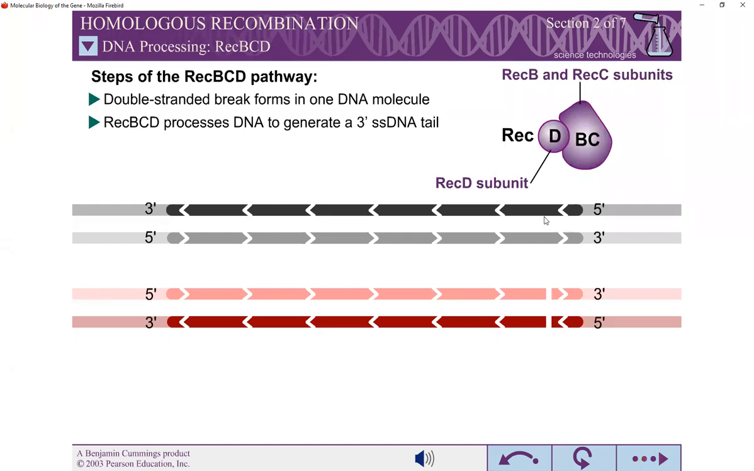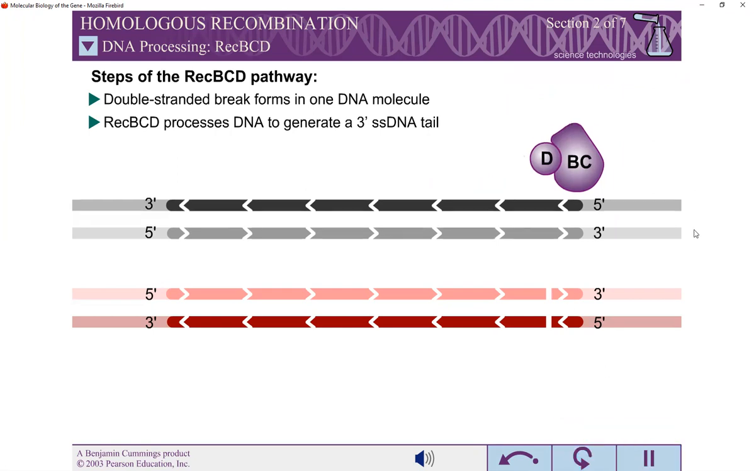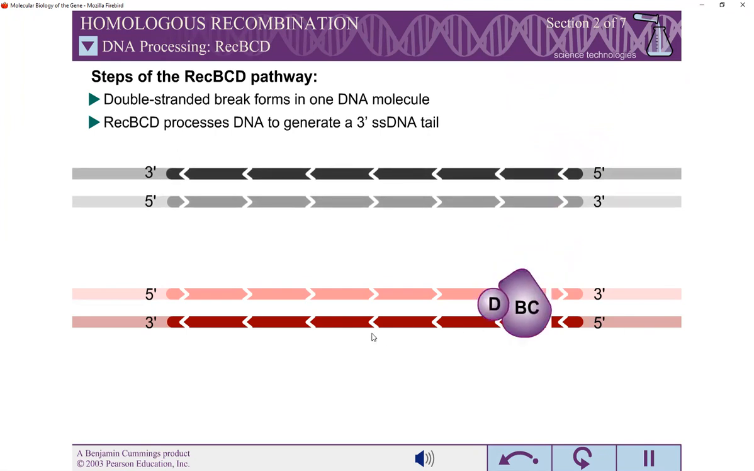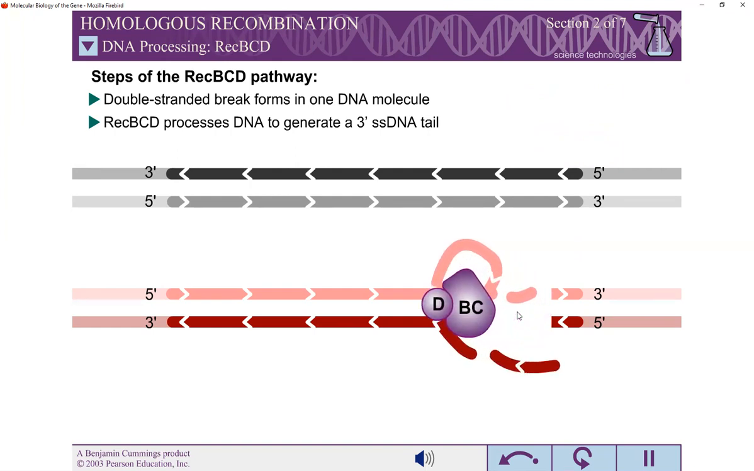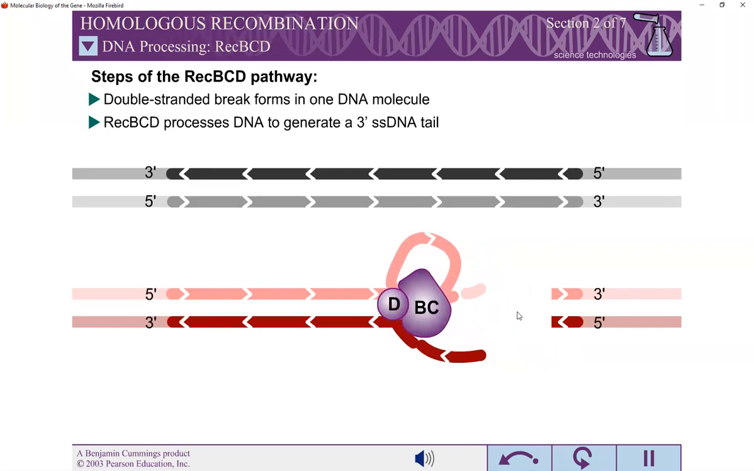The RecBCD complex is going to move over the double-stranded DNA molecule. How is it going to move? It will migrate over the double-stranded DNA molecule and produce a single-strand overhang. How and in which manner? Please have a look. RecBCD binds to the DNA at the site of the double-stranded break. RecBCD has both helicase and nuclease activities. It tracks along the DNA, unwinding the DNA, and frequently cleaving each strand. The cleaved DNA is destroyed.